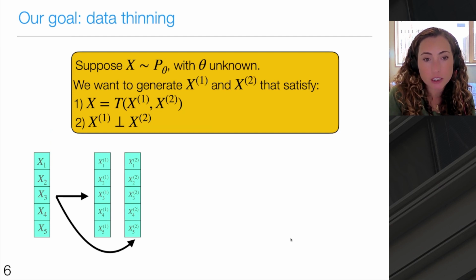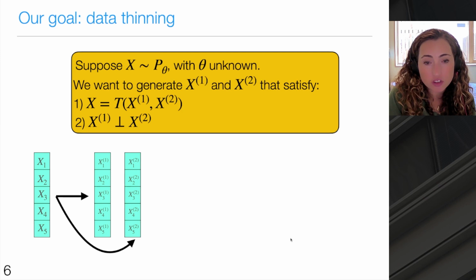Okay, so we can write our goal a little bit more formally. Suppose that I have a random variable x that comes from a P sub theta distribution, where theta is unknown. So the distributional family P is known, but the parameter theta is unknown. For example, maybe P sub theta is the Poisson distribution with parameter theta. And throughout this talk, theta is always going to be unknown. Anytime you see theta, that's an unknown parameter.